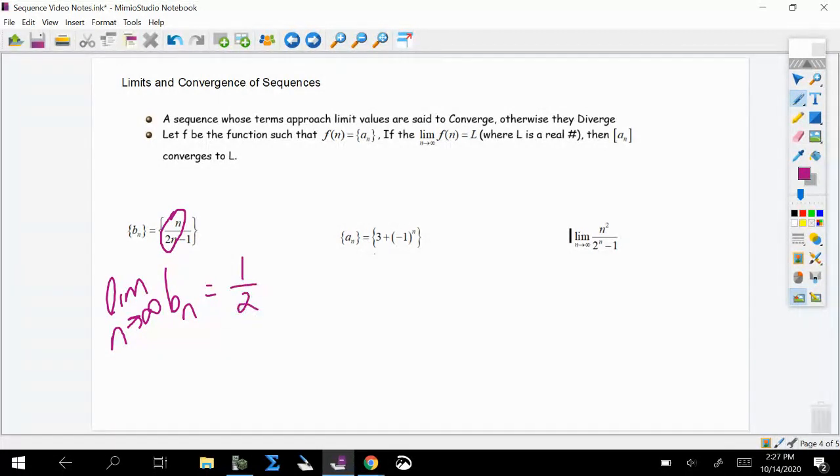That means my terms, as I keep going, more and more terms are going to get closer and closer to a half. So we say that it converges to a half because it's getting closer and closer to that number.